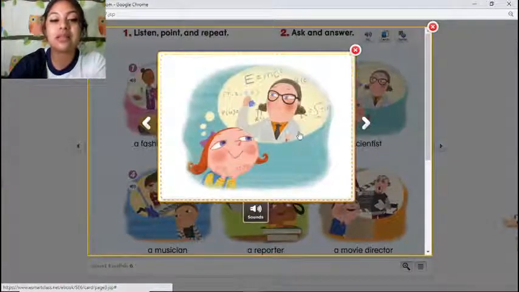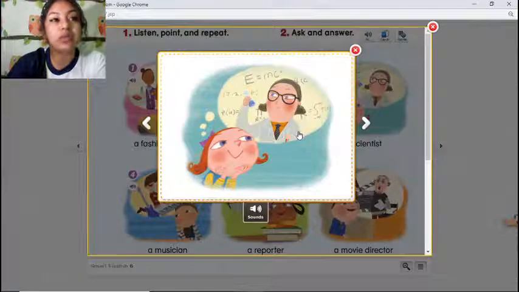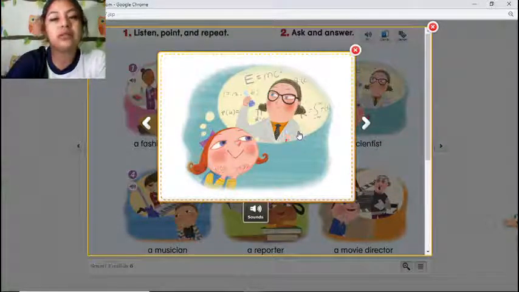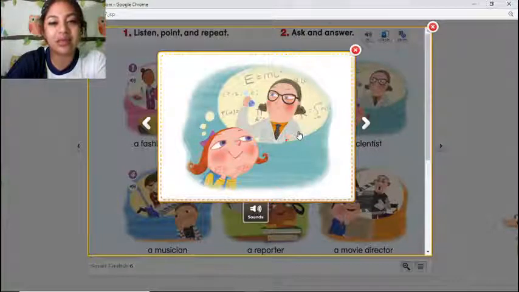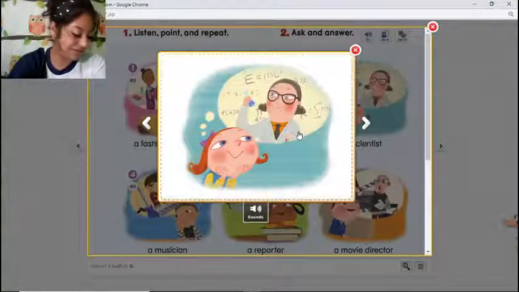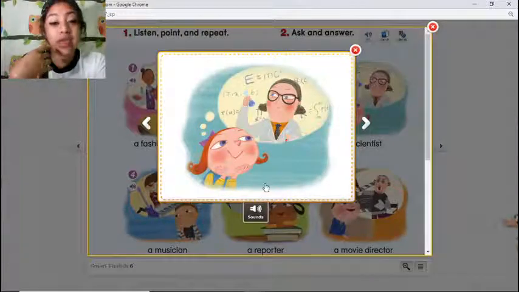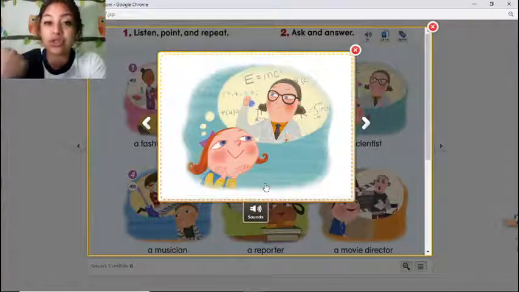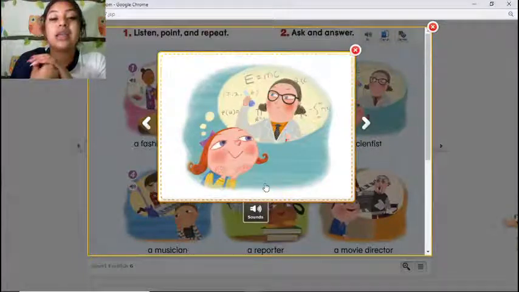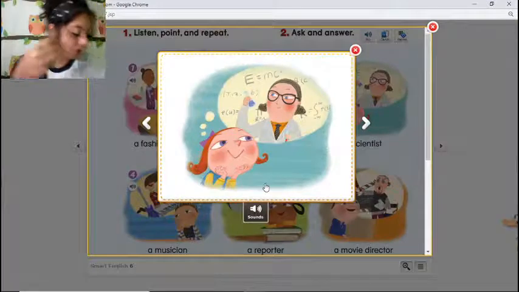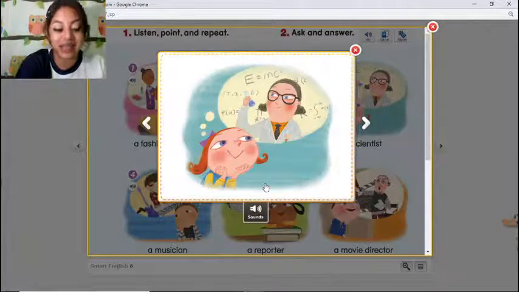Let's go into advance. What does she want to be? ¿Qué quiere ser? What does she want to be? She is thinking that in the future she is going to be, muy bien, Alejandra, a scientist.